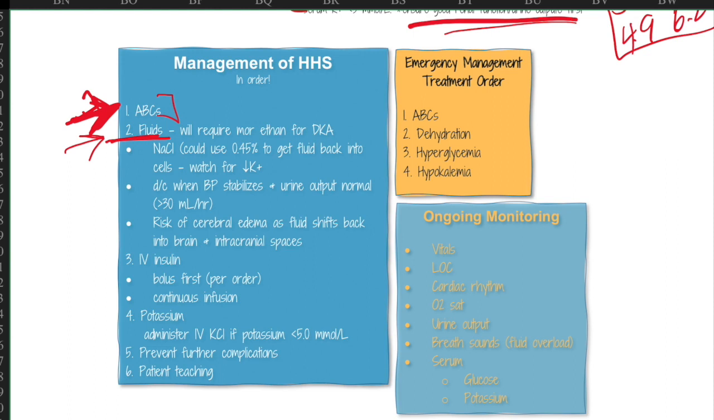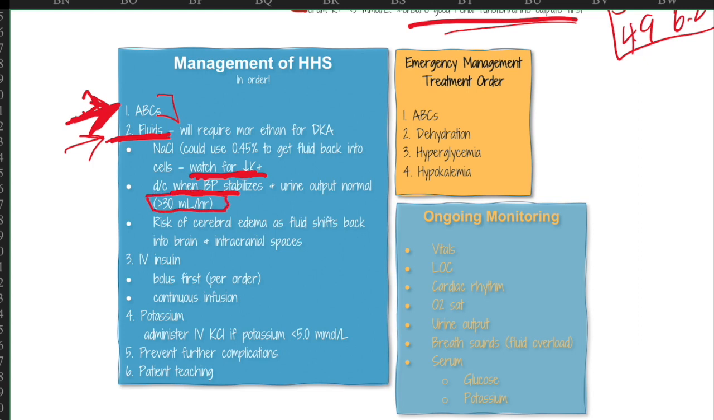They will obviously require more fluids for DKA, right? Because they have more of that glucose in their body. They've had more fluid pulled out and more polyuria, so we need to give them a ton. Make sure you're watching out for a decrease in potassium if you're giving fluids, because you're probably going to diurese some of it out. Usually we don't actually discontinue when the BP stabilizes. We usually leave that in until the patient is drinking on their own.